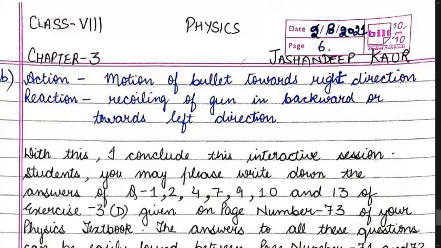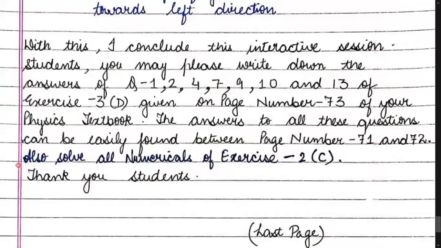So children, with this, I conclude this interactive session, and you may please write down the answers of question number 1, 2, 4, 7, 9, 10, and 13 of your exercise 3D given on page number 73 of your physics textbook. Children, the answers to all the questions can be easily found between page number 71 and 72. And children, you all have to solve the remaining numericals of exercise 2C also.